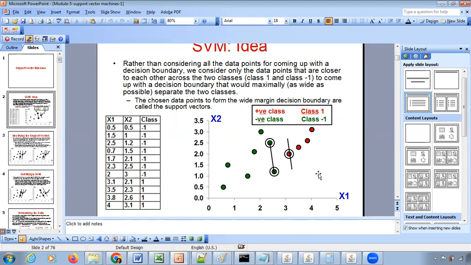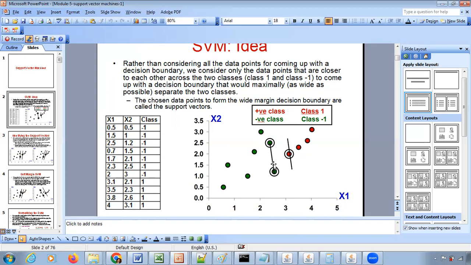Now, we would like to choose at least two data points from each class, if possible. So from the red class here, we can choose only one data point as the closest data point to the other class. So that's fine. But in the green case, we could find two data points that are closer to the other class. So we'll have two data points at least from one of the two classes.